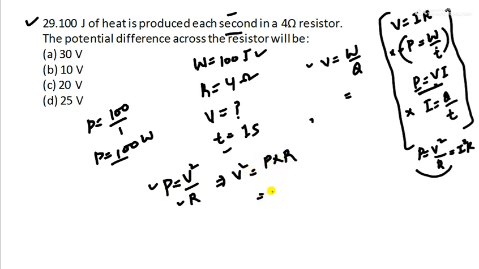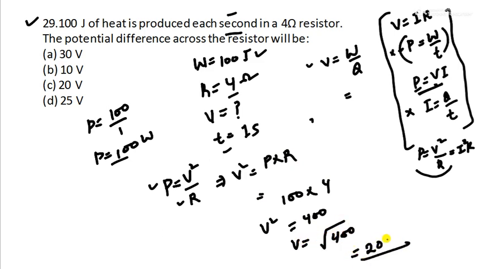So P is how much? Just now we got 100. 100 into R, which is 4, so what is this? 400. Now V square is 400. V is how much? Root of 400. What is root of 400? It is 20. So our answer is 20 volt. Got it? Moving to the next question.